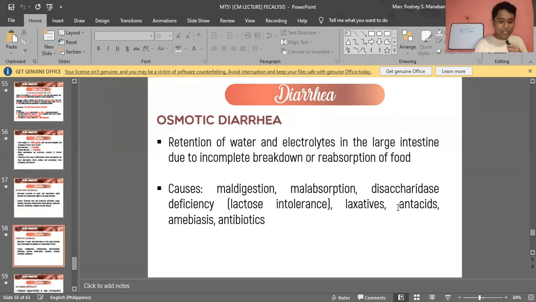In contrast, you have osmotic diarrhea. There's retention of water sa intestine because of an osmotically active substance, such as maldigestion, malabsorption, disaccharidase deficiency, amoebiasis, laxatives also, and antibiotics. Meaning sa intestine mismo, kani sila, they're osmotically active, meaning ilang ginapull ang water and all that, therefore, daghang water na ma-release, hence the diarrhea.